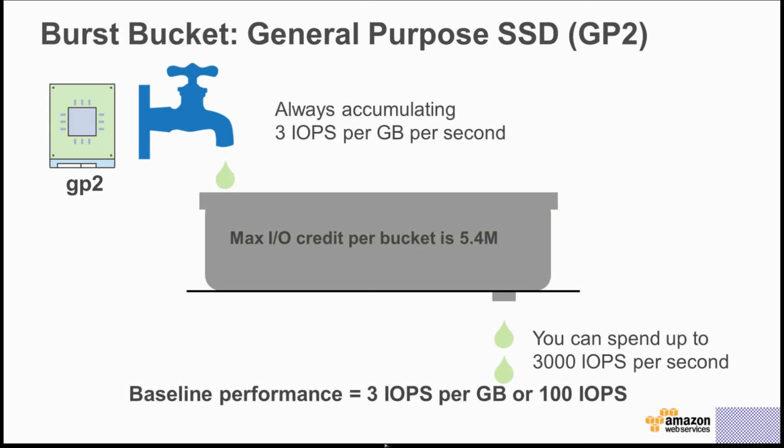However, the bucket is always accumulating IOPS, 3 IOPS per gigabyte per second. So the bucket is actually refilling when you're spending less than your baseline performance of 3 IOPS per gigabyte. Again, the burst bucket doesn't apply for volumes greater than 1,000 gigabytes, as your baseline performance at 1,000 gigabytes is 3,000, and your burst is also 3,000. So above 1,000 gigabytes, your baseline is greater than your burst, and you just get your baseline performance.